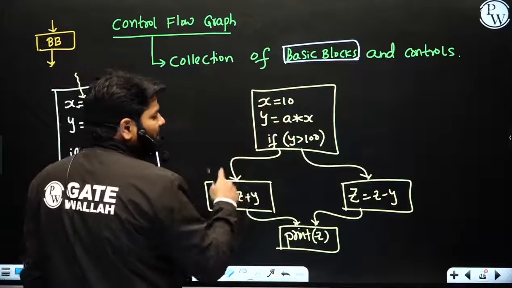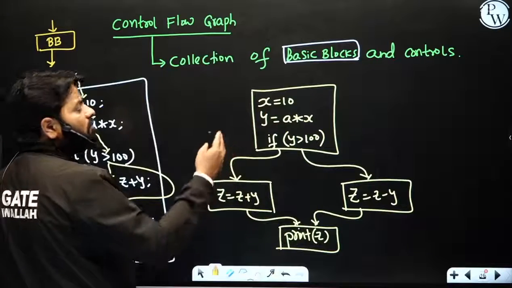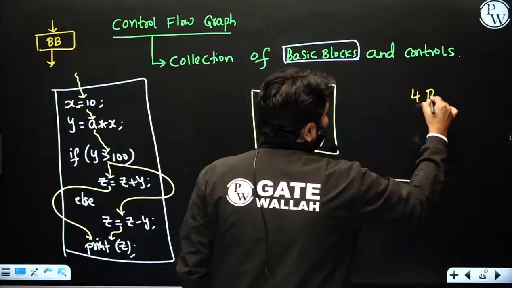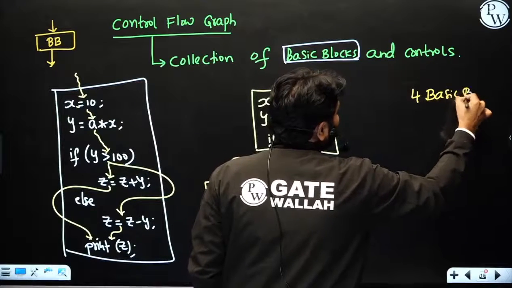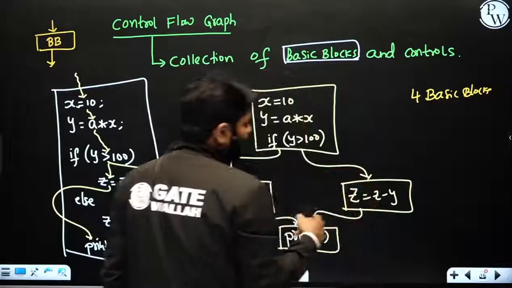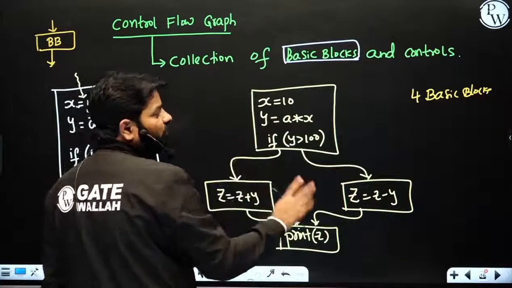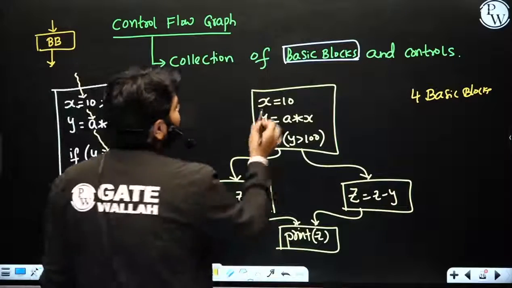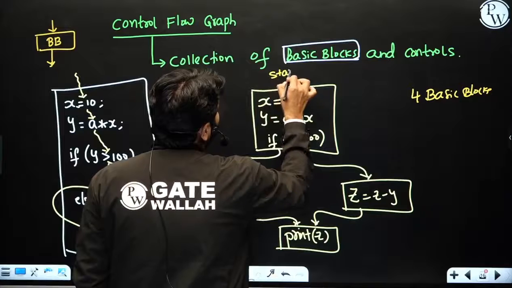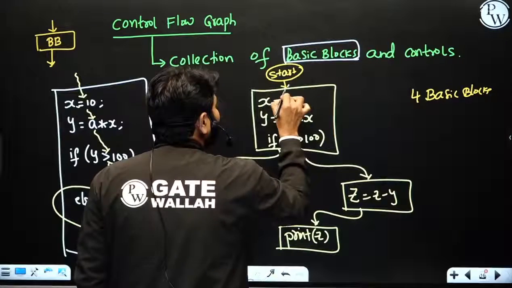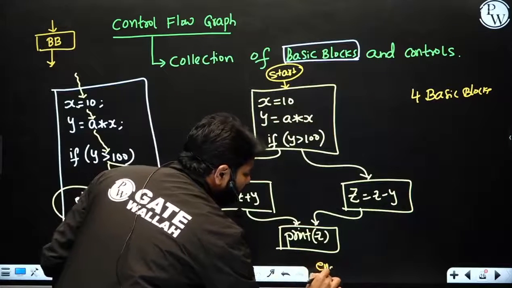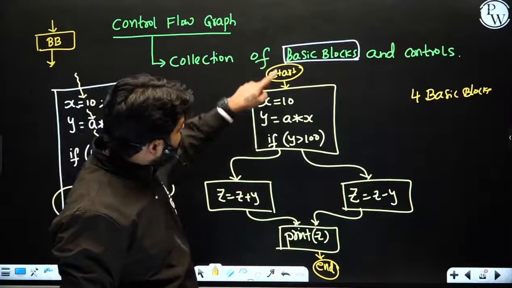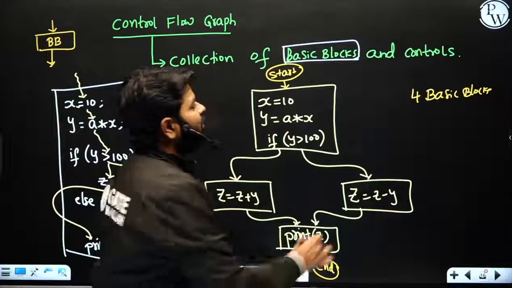Now, how many basic blocks do we have? In the exam they may ask how many basic blocks. 4 basic blocks. How many controls do we have? You can see: 1, 2, 3, 4. 4 controls. Sometimes they may ask for the number of nodes and edges. When they ask for nodes, then just keep a start node and connect it, and there will be an end node, stop, and you connect like this. So now the number of nodes: 1, 2, 3, 4, 5, 6. You will say 6 nodes.